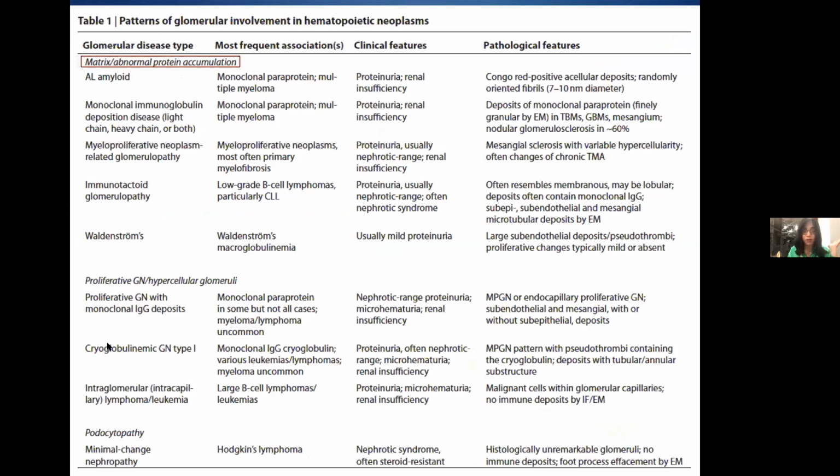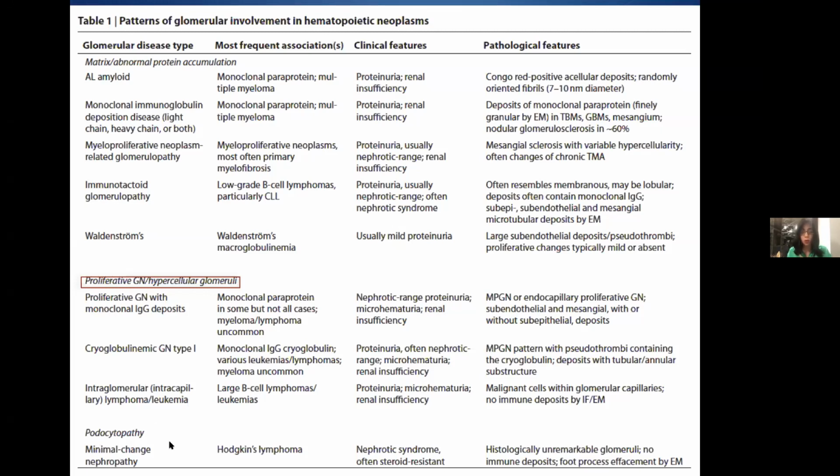Then you have the proliferative ones. Here it's not deposits. In this scenario, you have a proliferative glomerulonephritis, hypercellular glomeruli. So you have proliferative glomerulonephritis with monoclonal IgG deposits. You have cryoglobulinemic GN type 1, and you have intraglomerular intracapillary lymphoma or leukemia. Again, this is a recent form of lymphoma, which is known as intravascular lymphoma or leukemia. This is where the malignancy is restricted to the blood vessels. And since glomeruli are capillary loops, you can see it, again a very rare entity. But it's nice. It's easy to catch on a biopsy for a pathologist. It's not difficult because you get all the malignant cells within the capillaries.